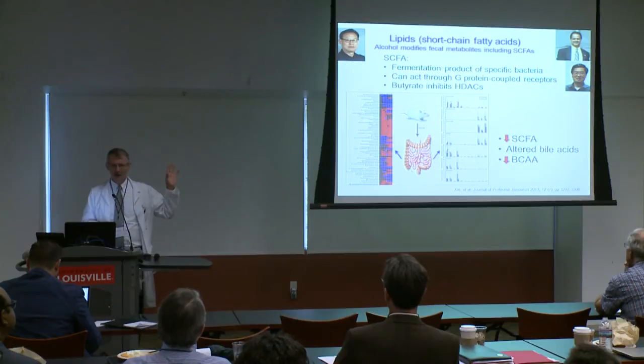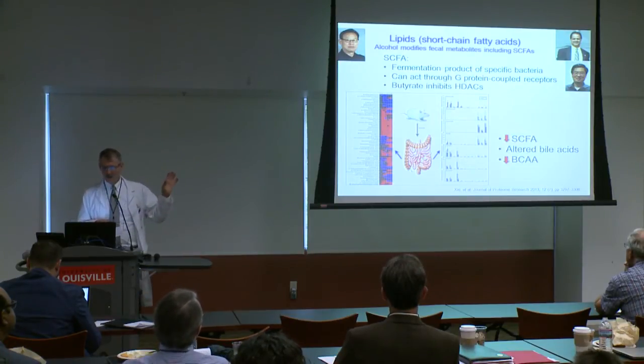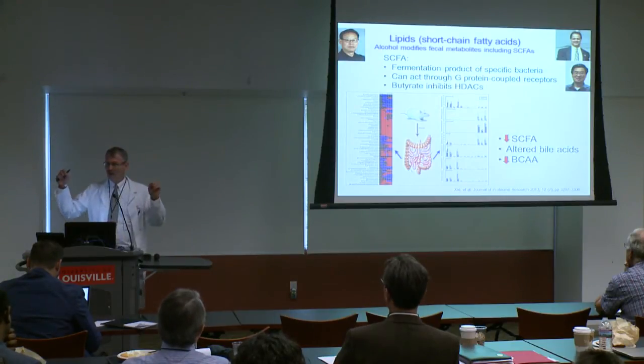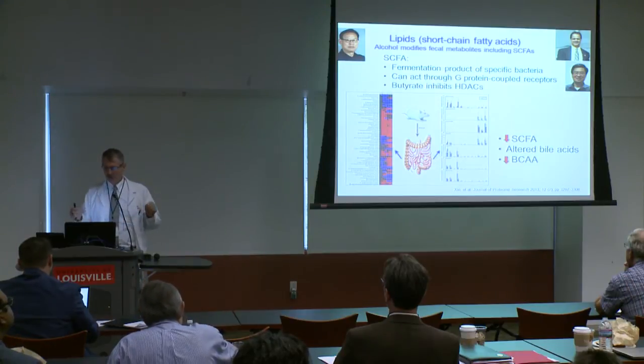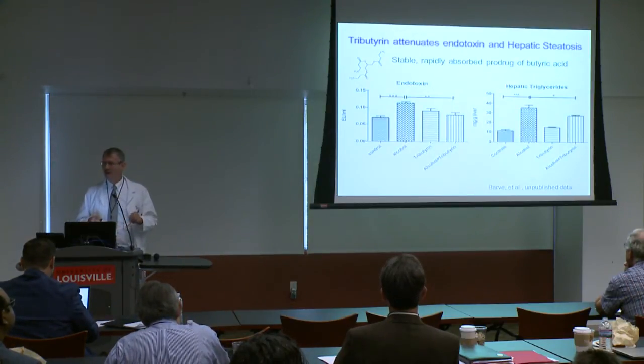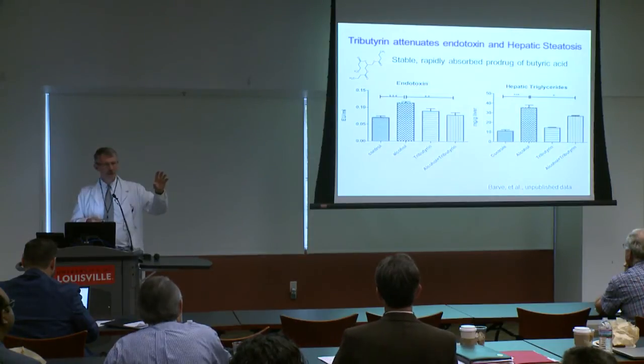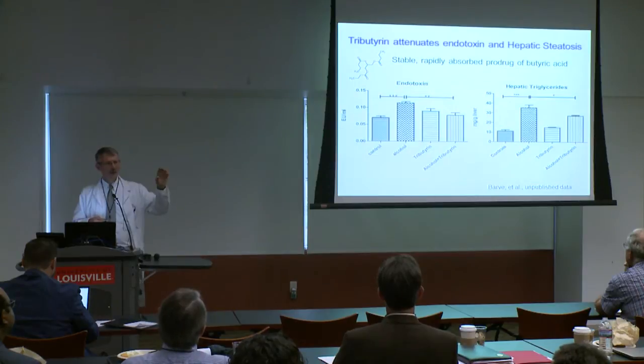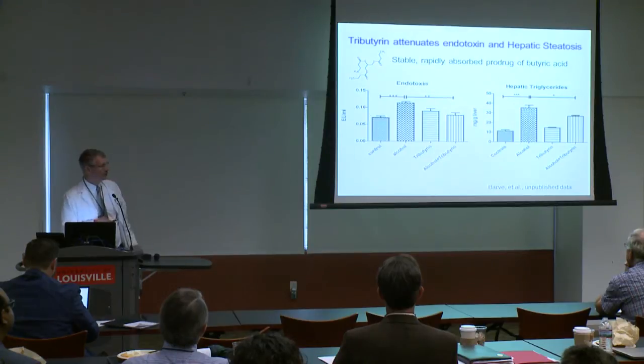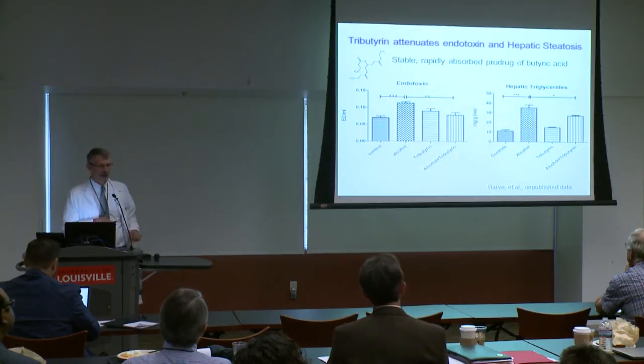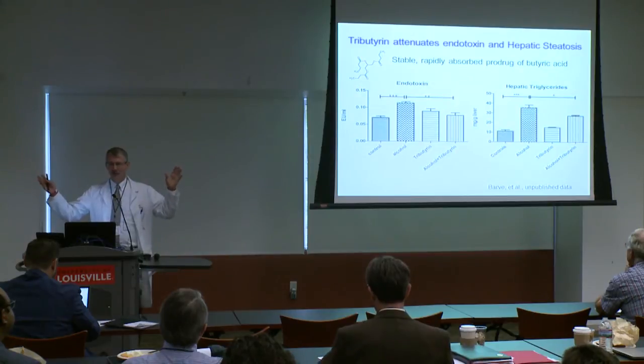So we focused on short-chain fatty acids, and specifically butyrate, which acts as an HDAC inhibitor, and it can act through G protein coupled receptors. But we were focusing on HDACs, which I don't have time to show you now, but what I will show you is what happens when you give butyrate. Can you take a short-chain fatty acid that's decreased in the stool, give it orally, and protect against the liver disease? And so we gave tributyrin, which is a stable prodrug of butyrate, and here you see the endotoxemia with alcohol, protected with the tributyrin, increased fatty liver, protected. And it also protects against the liver injury and inflammation.